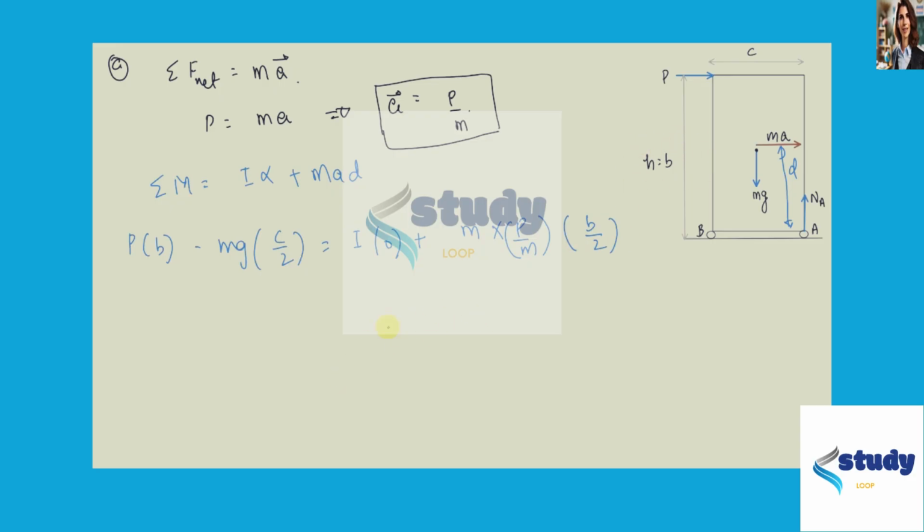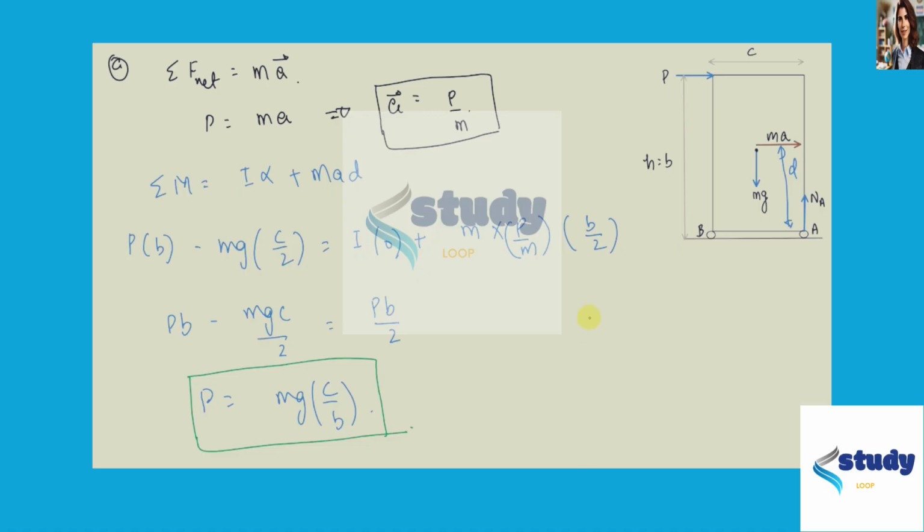Now from here we're going to simplify for P, and we'll get Pb minus mg c over 2 is equal to Pb divided by 2. So from here we'll get the expression for P as mg times c over b. So this is the maximum force which can be applied on the body so that the body will not rotate. So this was the answer for part A.